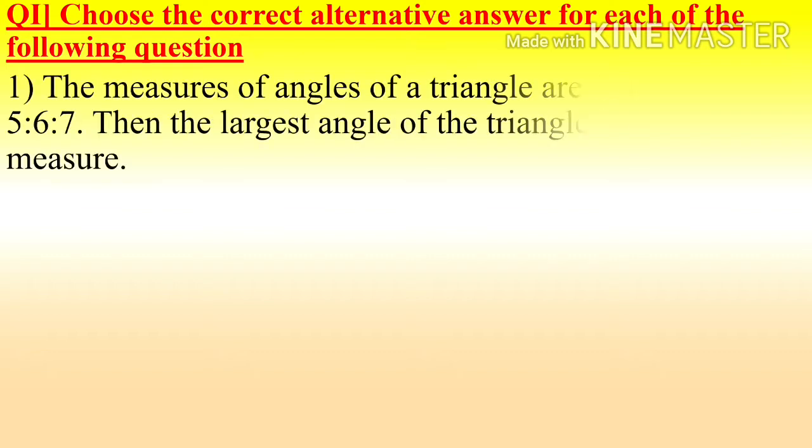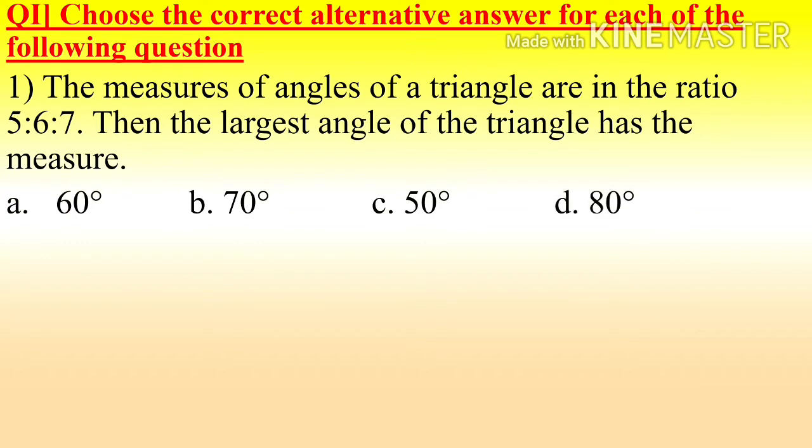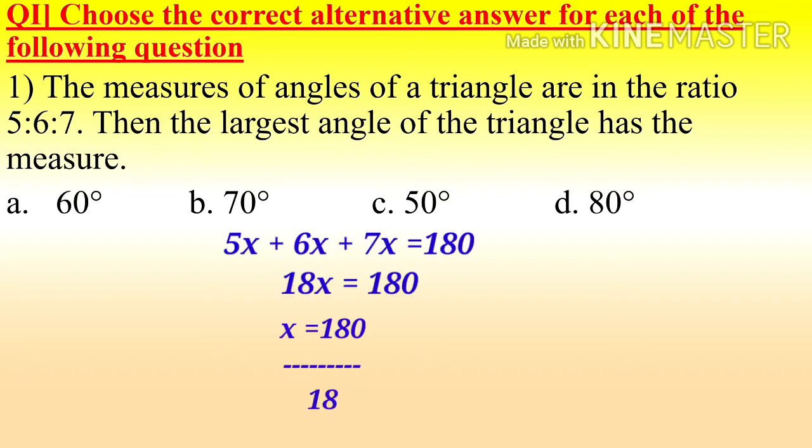The first question given in your worksheet is: the measures of angles of a triangle are in the ratio 5:6:7. Then the largest angle of the triangle has a measure. Option A is 60 degree, B is 70 degrees, C is 50 degree, D is 80 degree. Here we have to find the largest angle of a triangle. Let's assume the common multiple be x. Therefore, the measures of the angles of a triangle are 5x, 6x and 7x.